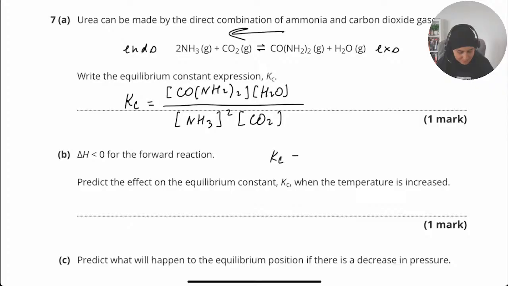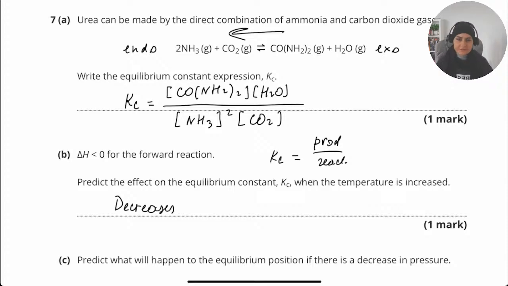Let's see what happens to Kc. Kc is products over reactants. If you shift equilibrium to the left, it means that you decrease the amount of products, so the numerator decreases, and you increase the amount of reactants, so the denominator increases. What happens to this fraction? It gets smaller. So Kc would decrease because equilibrium shifts to the left. That's your explanation if you need to explain. Here we don't need to explain because they just say predict the effect on Kc. Well, it decreases.